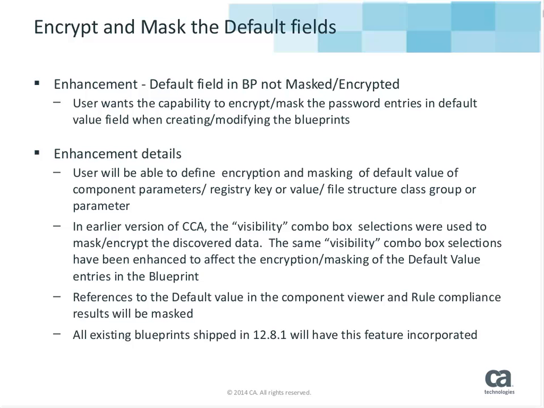Users will be able to define, encrypt and mask default values, components, parameters, registry keys, file structure, group class, and other parameters. In the earlier version of CA, the visibility combo box selections were used to mask the discovery. The same visibility combo box selection has been enhanced to affect the encryption and mask the default values entries in the blueprint. We can reference the default values in the component viewer, and rule compliance results will be masked. So what we mark is going to be masked. And all existing blueprints shipped with 12.8.1 have this feature incorporated.